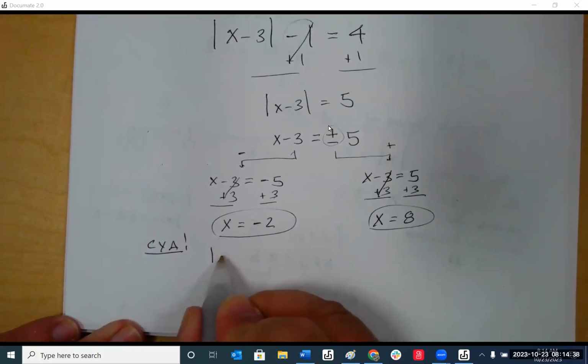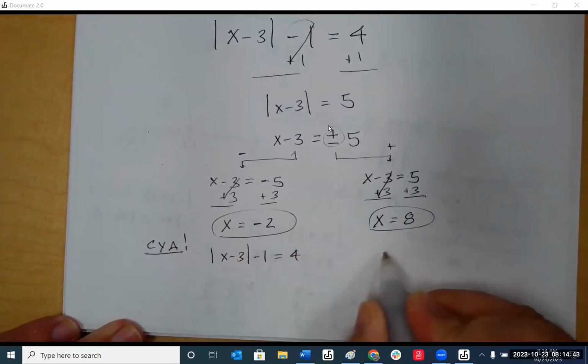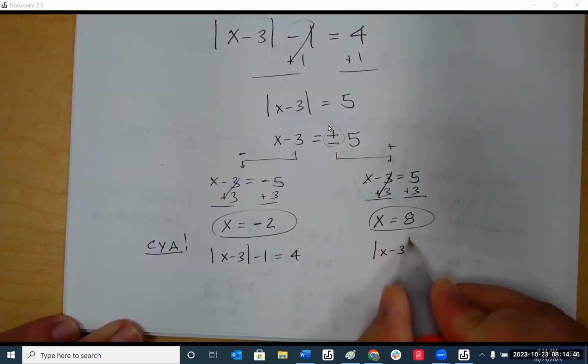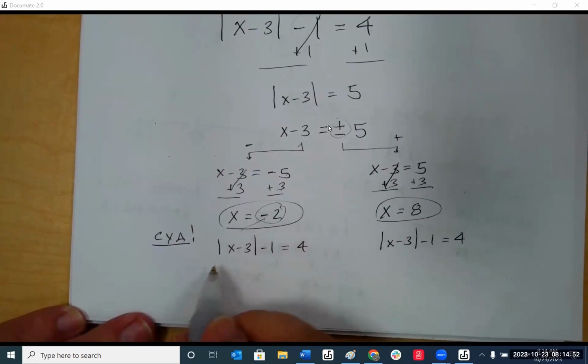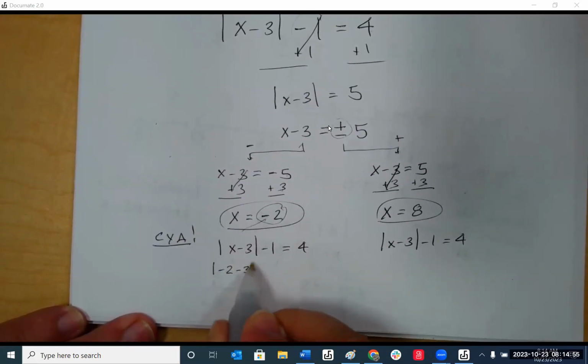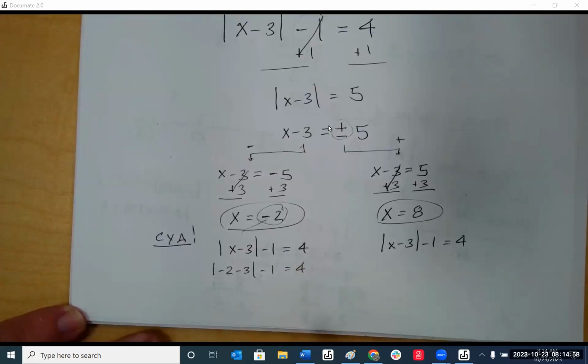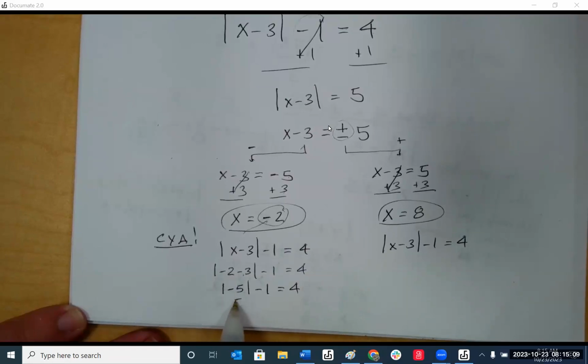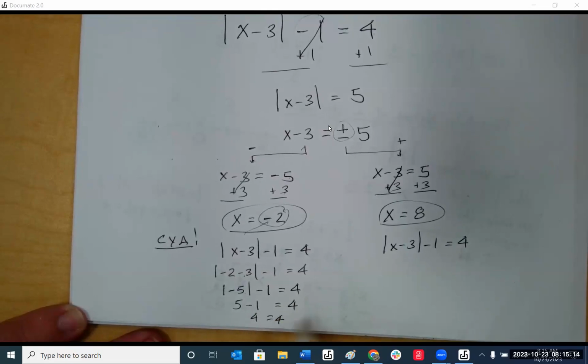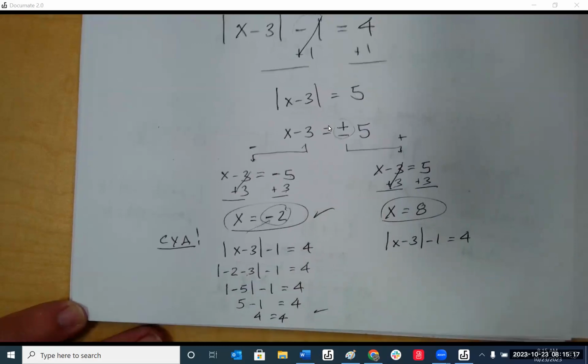So we have absolute value of x minus 3 minus 1 equals 4. So when x is -2, -2 minus 3 minus 1. -2 minus 3, they're both negative, so the answer is -5. Absolute value of -5 is just 5. 5 minus 1 is 4. So -2 is a good answer.